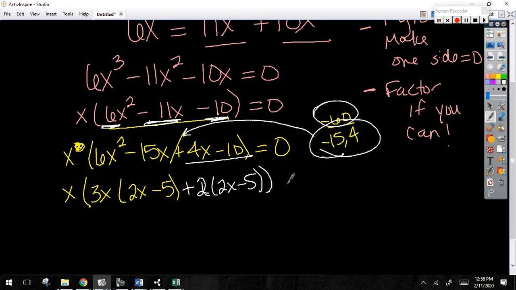So factored, I have x, 2x minus 5, and what's left? Yes.